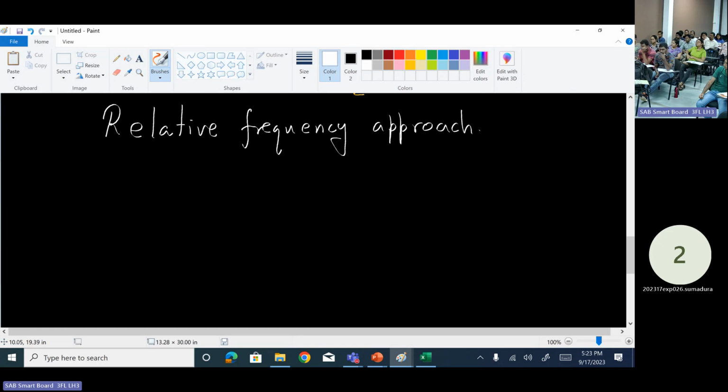Underneath, put a hyphen and write down: this approach is applicable when we repeatedly do the experiment.